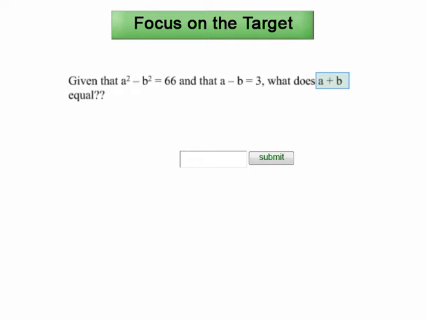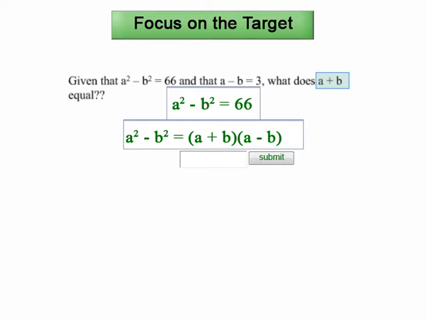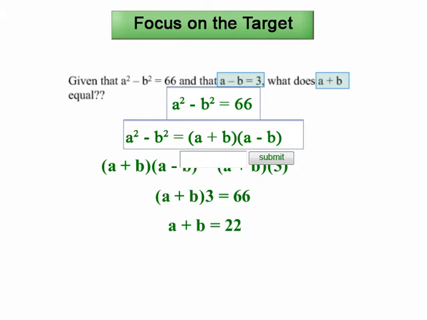Well, in this case, if we look at a squared minus b squared equals 66, if we take a squared minus b squared apart and FOIL it, we find that a squared minus b squared equals a plus b times a minus b. Well, they've told us a minus b equals 3. So I can substitute 3 for a minus b. That would give me a plus b times 3 equals 66. Dividing both sides by 3, I find out that a plus b, which is what I'm looking for, equals 22.